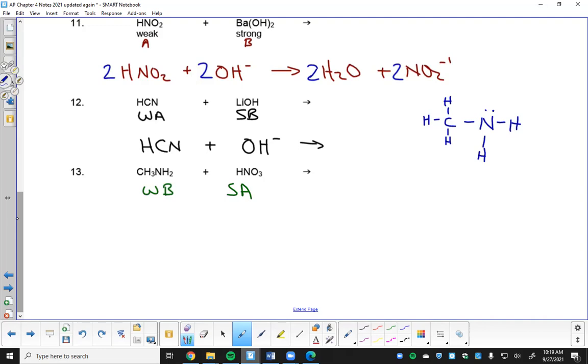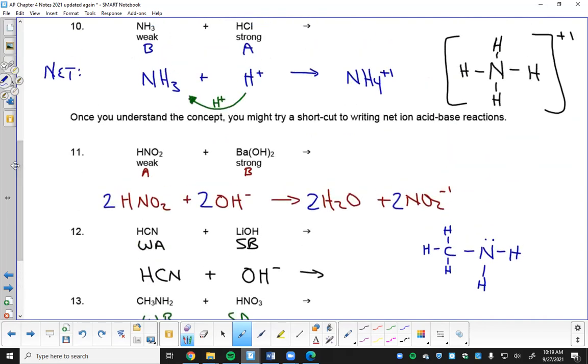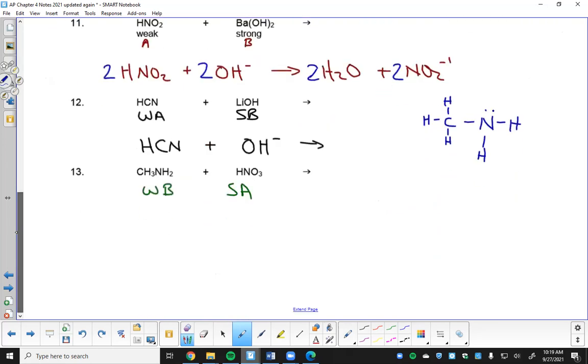So it's really no different than what this one's doing. They do that a lot. They can make this even more complicated if they want. Sometimes they'll change two of the appendages and have CH3NHCH3 or something like that. They'll change both sides of it. This is a weak base. We bring down the whole thing.